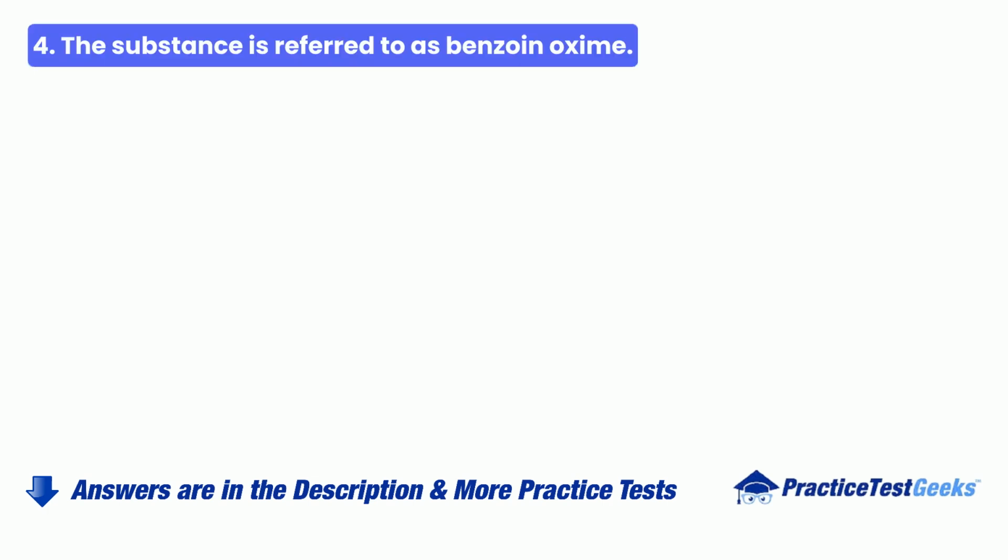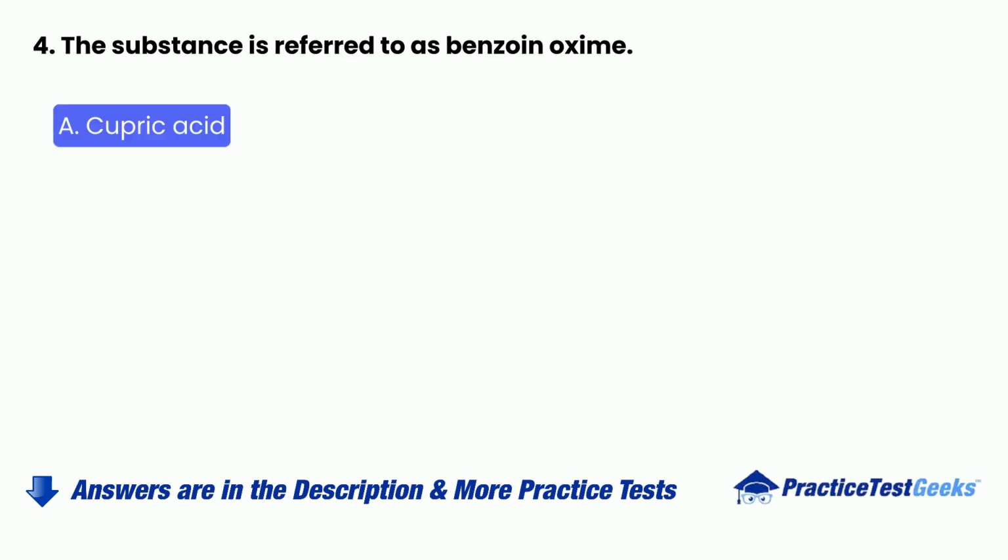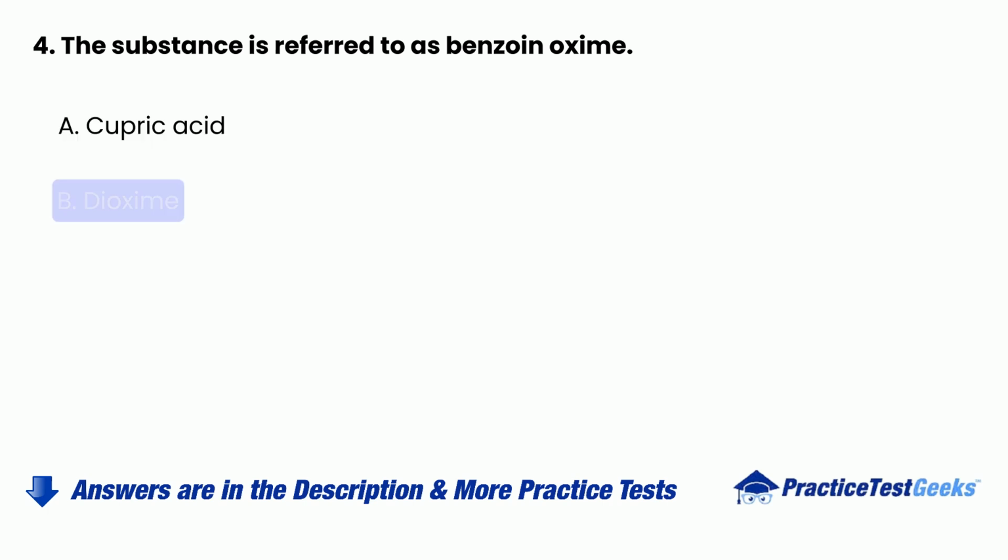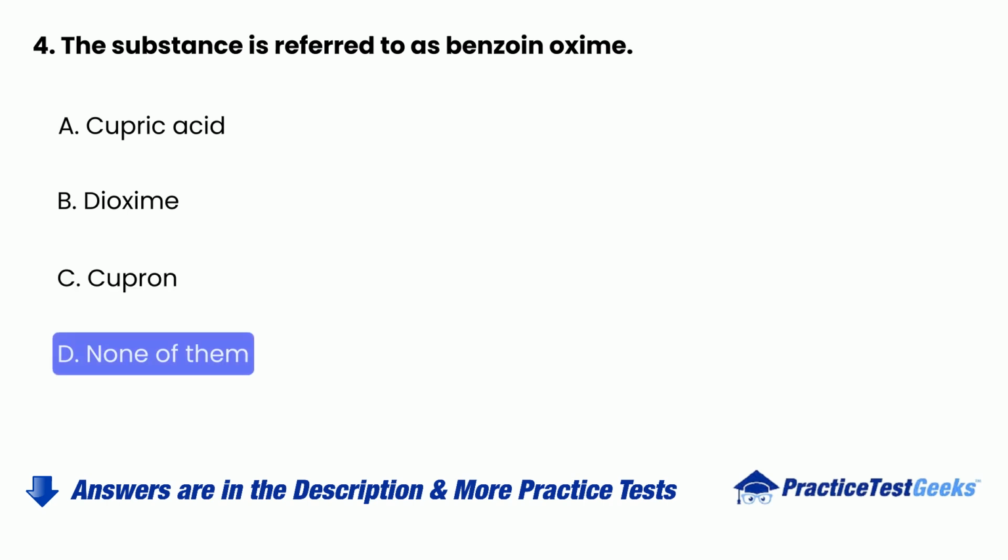4. The substance is referred to as benzoin. A. Cupric acid. B. Dioxime. C. Cupron. D. None of them.